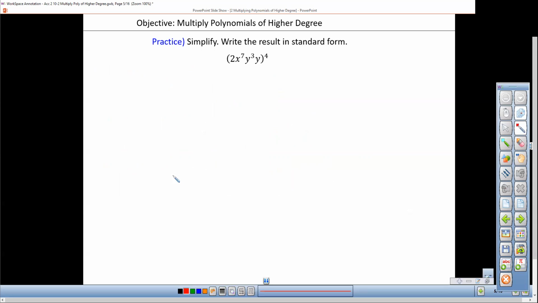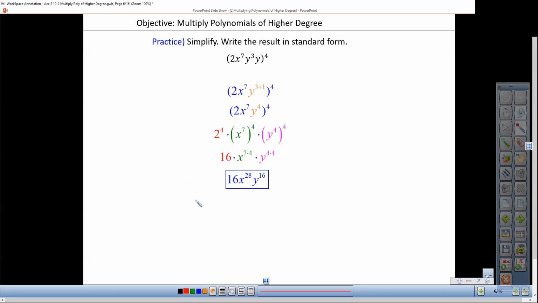Here's another practice problem. Pause the video. Let's take a look at the result. So in this one, we are using our power of a product. So we would want to combine the two powers of y, which does give us a 3 plus 1 to become a y to the 4th.